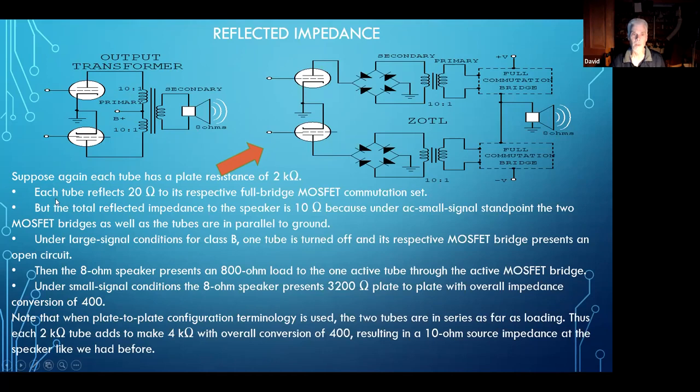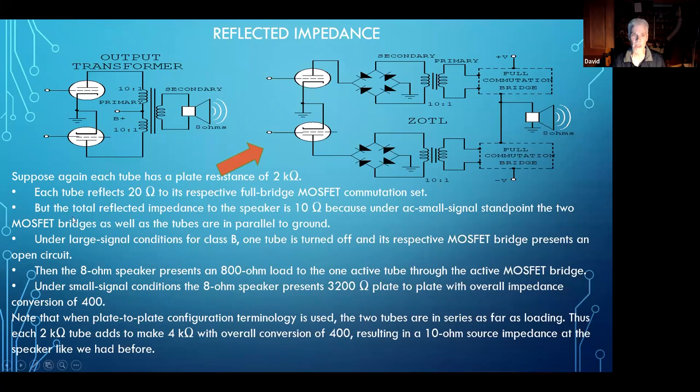So let's suppose again that each tube has a plate resistance of 2K ohms. So each tube reflects 20 ohms to its respective full-bridge MOSFET commutation set. Again, this goes as the square of the turns ratio, so our impedance changes by a factor of 100. So 2K ohms becomes 20 ohms here.